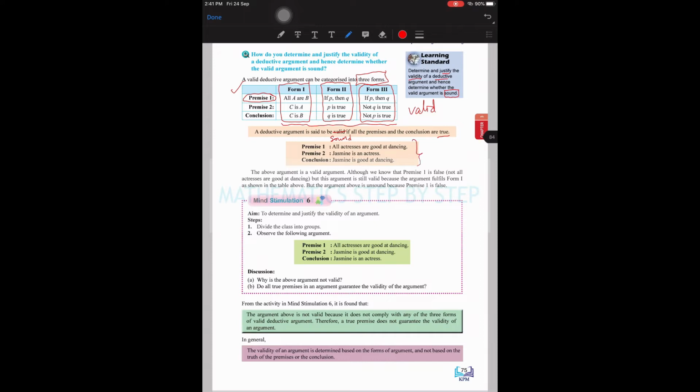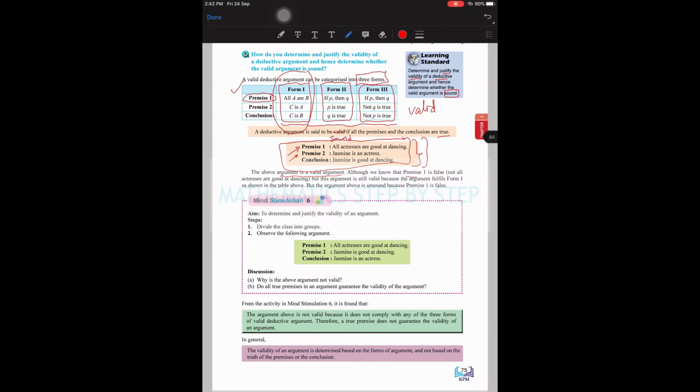So let's look at this example. All actresses are good at dancing. Okay, based on this premise 1, we know that this argument should belong to form 1, right? Let's check premise 2, okay? Jasmine is an actress. Then conclusion, Jasmine is good at dancing, okay? So when you compare this argument with form 1, you can see that they are similar, okay? So we can say that the above argument is a valid argument.